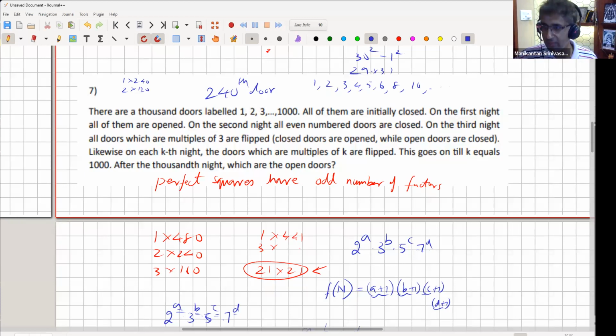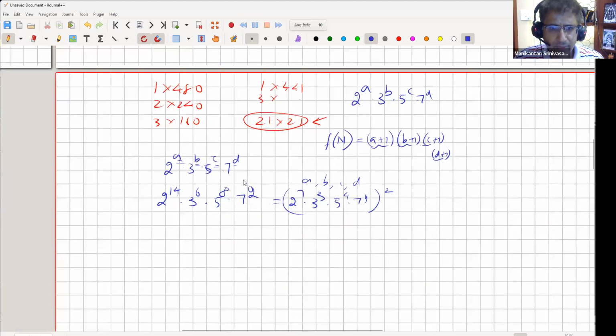Ultimately, the story boiled down to only this: the parity of the number of factors. You don't even care about the number of factors; you only want to know if it's odd or even. Because whatever gets done gets undone if there's an even number of factors. Okay, makes sense. That was question 7.